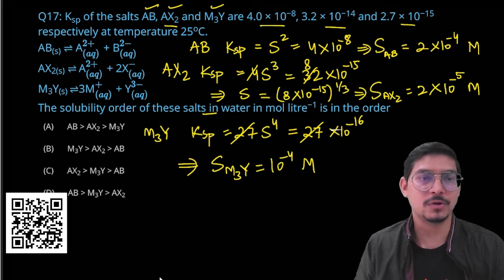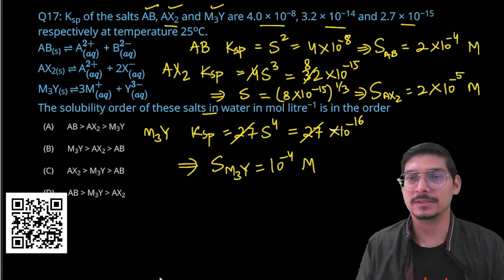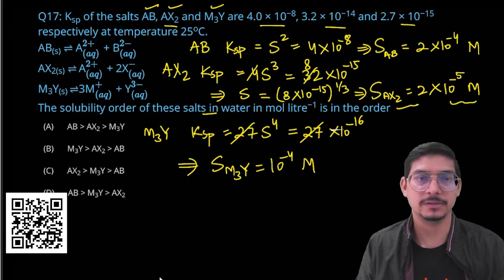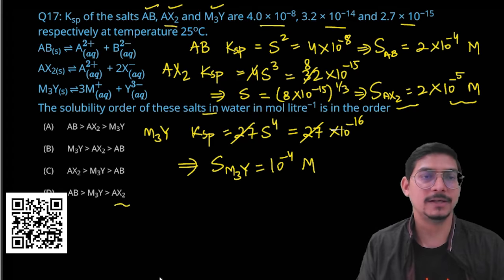Now we have the molar solubility of these three salts, and we can see that the minimum solubility is exhibited by AX2, because its solubility is of the order of 10 raised to the power minus 5 moles per liter. So AX2 has the minimum solubility. That directly gives us option D as the correct answer.